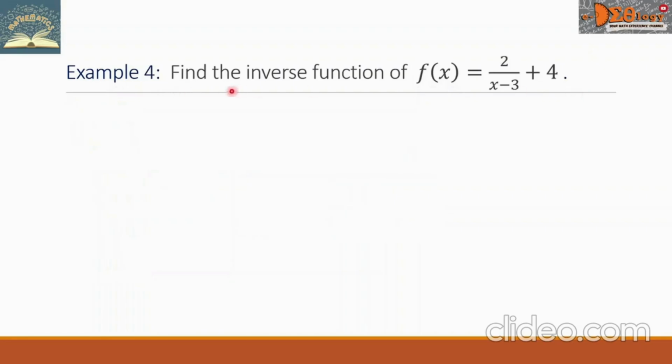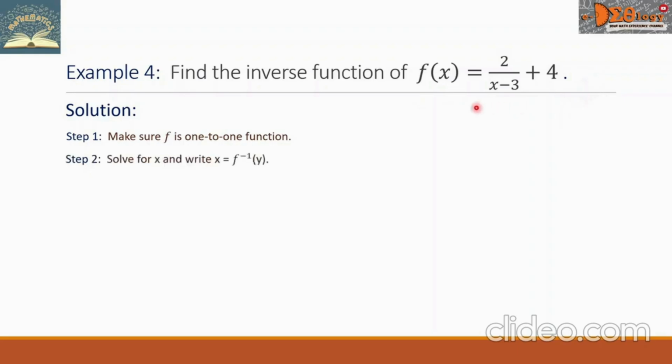Example 4. Find the inverse function of f of x equals 2 over x minus 3, then plus 4. Step 1. We make sure that f is a one-to-one function. Notice that if I change this x by any value, there will be a unique value for the f of x. So this is a one-to-one function.